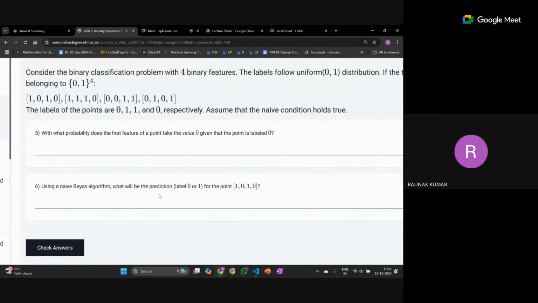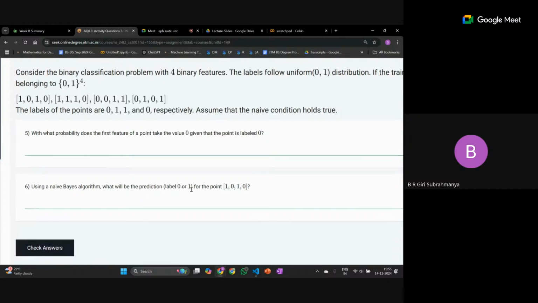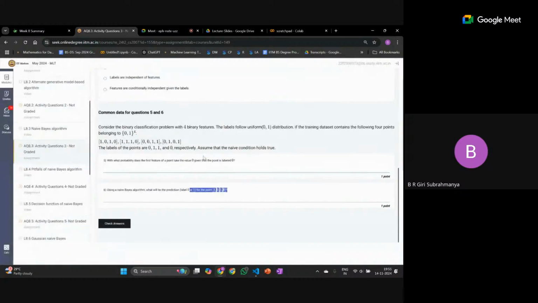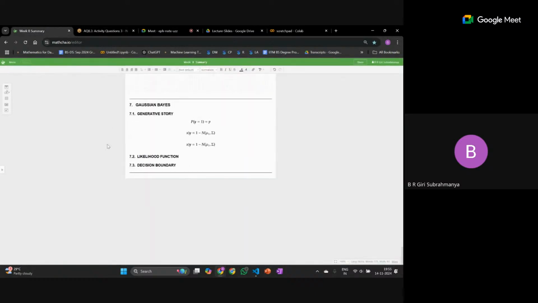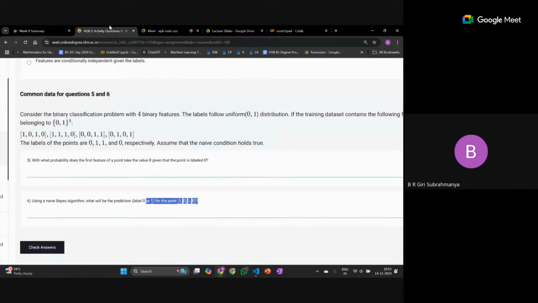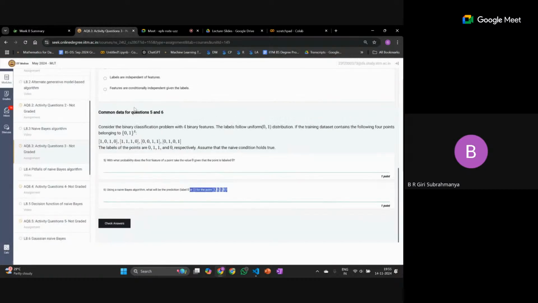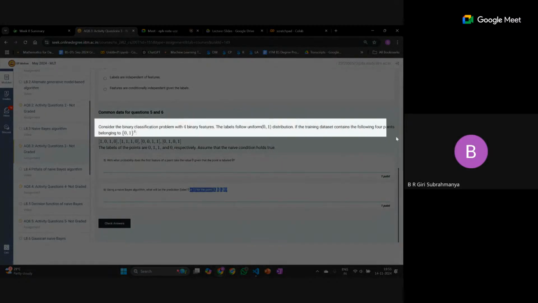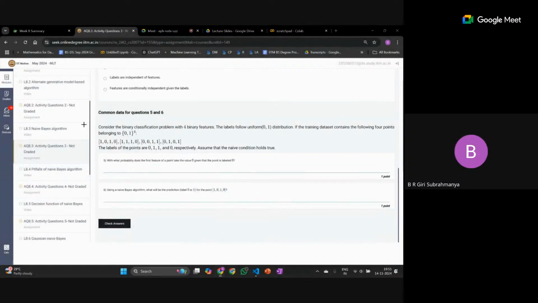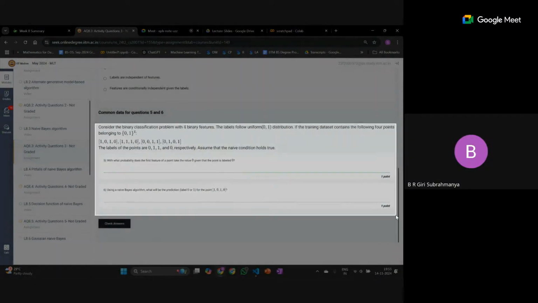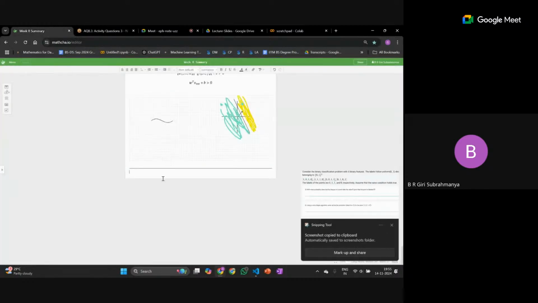Question 6. Using the naive Bayes algorithm, what will be the prediction, label 0 or label 1? Maybe we can solve this question. Maybe we can look at Gaussian Bayes tomorrow, in the next class. Let's solve this question. A classic question for week 8.